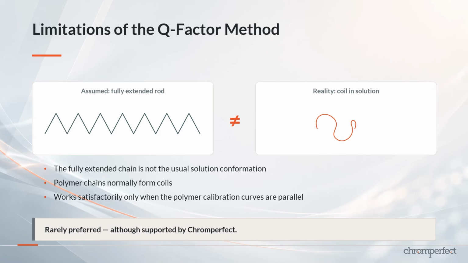The Q-factor method works reasonably only when the molecular weight calibration curves for the standard and sample polymers are parallel. That condition is frequently not satisfied and may be impossible to verify when suitable sample polymer standards do not exist. The Q-factor approach is therefore limited and is now rarely used, although Chromperfect supports it. A more successful universal calibration approach uses hydrodynamic volume, a concept closely associated with solution viscosity.